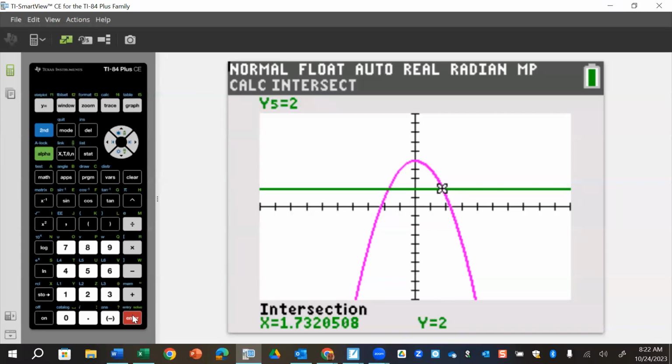Enter. And our first one is, remember my rule, one decimal place. So what is that answer right there? 1.7, comma 2. And I'll bet you dollars to donuts that the other one's negative 1.72, but we got a calculator.